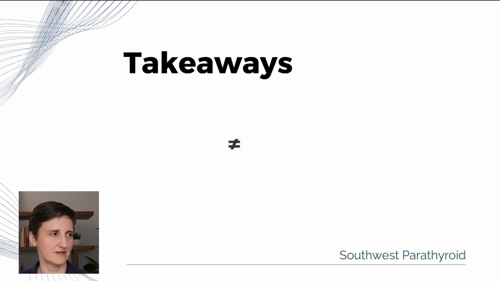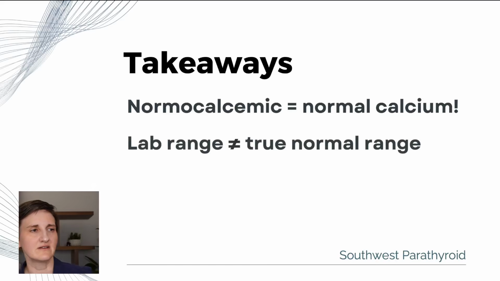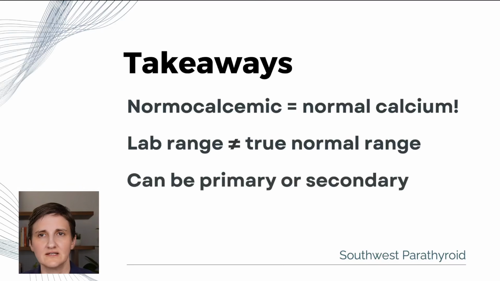Okay, so takeaways. Normocalcemic equals normal calcium. That is the number one important thing to remember. The lab range is not the true normal range, and it can be primary or secondary. Most patients come to me with normocalcemia and assume it's primary and that they need surgery. A lot of times, as you've seen, it's actually secondary, and the treatment is very different. So the first thing I do if I see normal calcium levels is try to figure out whether it's primary or secondary.